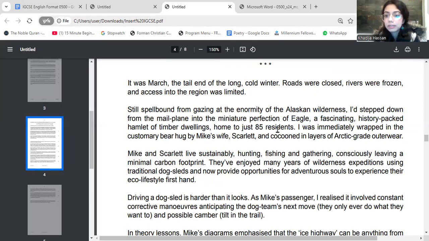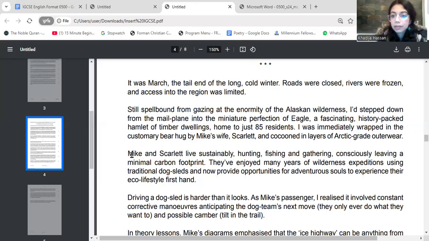I was immediately wrapped in the customary bear hug by Mike's wife, Scarlett, and cocooned in layers of Arctic grade outerwear. Right? She kind of took a pause from explaining what happened that day, and now she's taken us back to the day when she first arrived here, right?